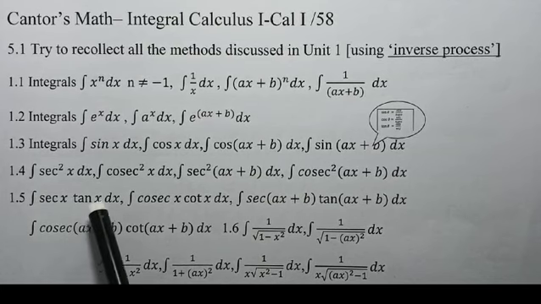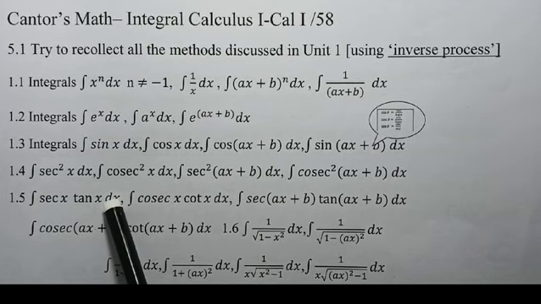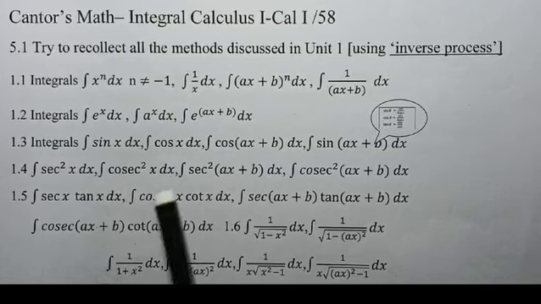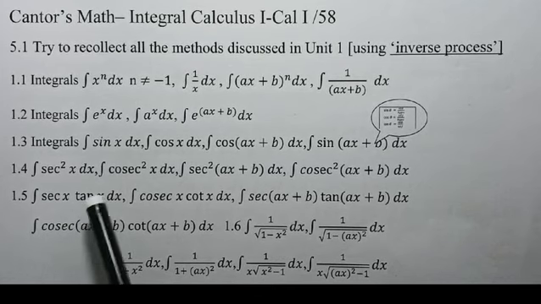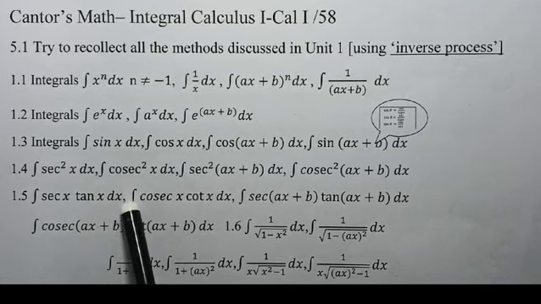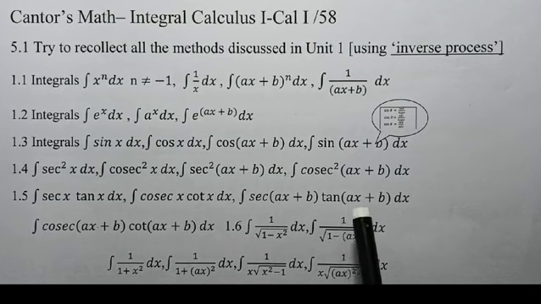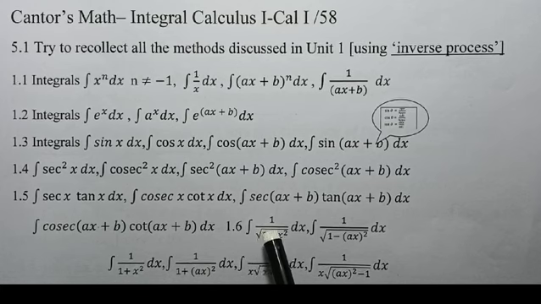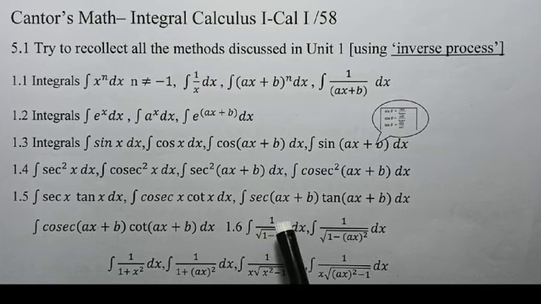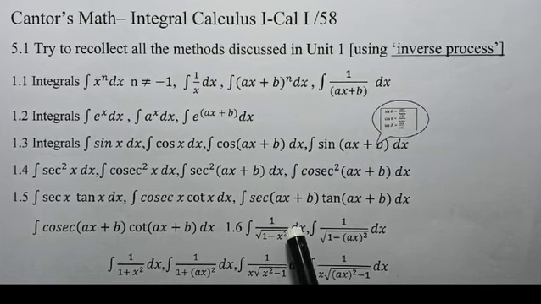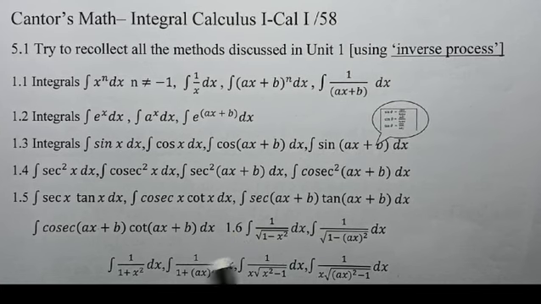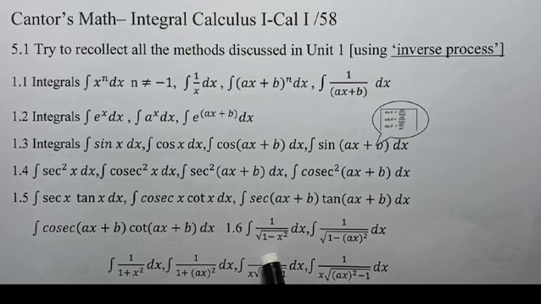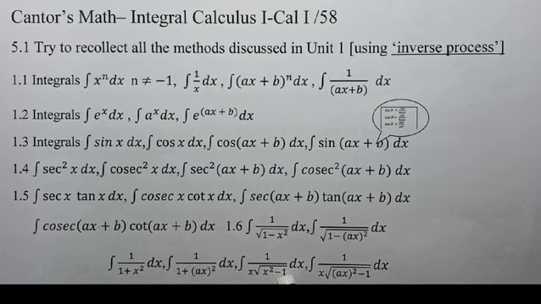1.5. Integral secant x tan x dx. We know that if you differentiate secant x we will get secant x tan x. Reverse process, if you integrate secant x tan x you will get secant x. Similarly, integral cosecant x cot x and their general forms. And in 1.6, if you differentiate sin inverse x you will get 1 by root of 1 minus x squared. The reverse process, if you integrate 1 by root of 1 minus x squared you will get sin inverse x and its general form. Again, integral 1 by 1 plus x squared dx, its general form, and the last integral 1 by x into root of x squared minus 1 dx and its general form.